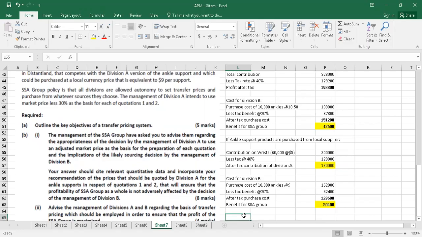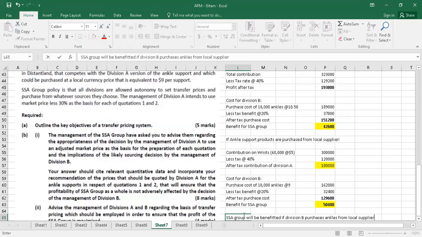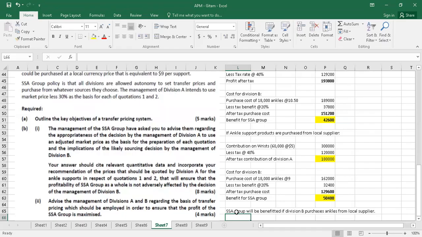So SSA group will be benefited if division B purchases ankles from local supplier. I hope that's clear. Is this clear?